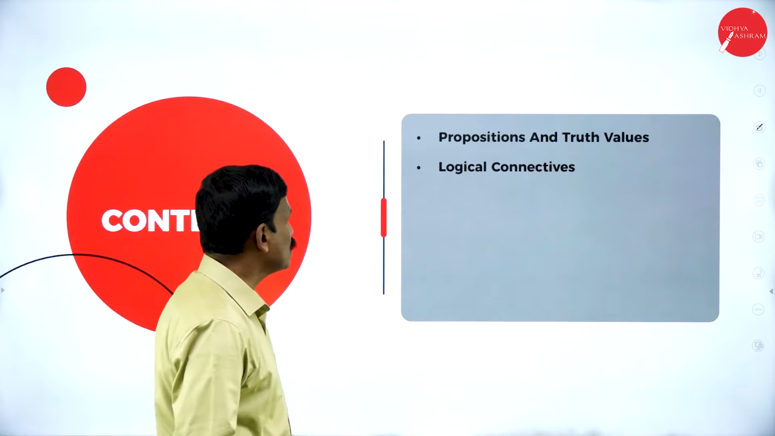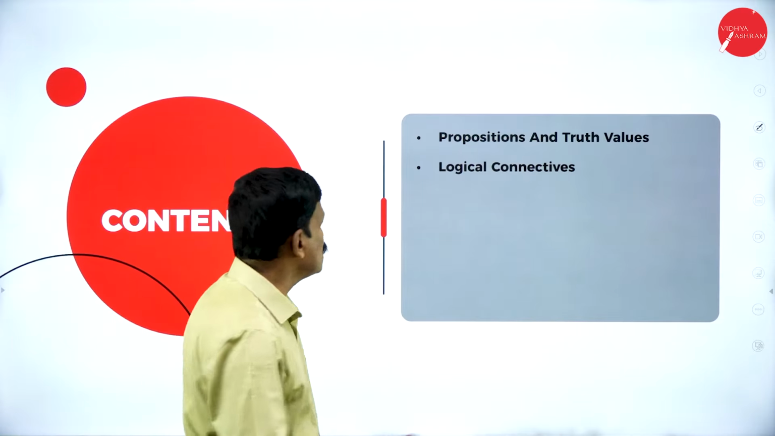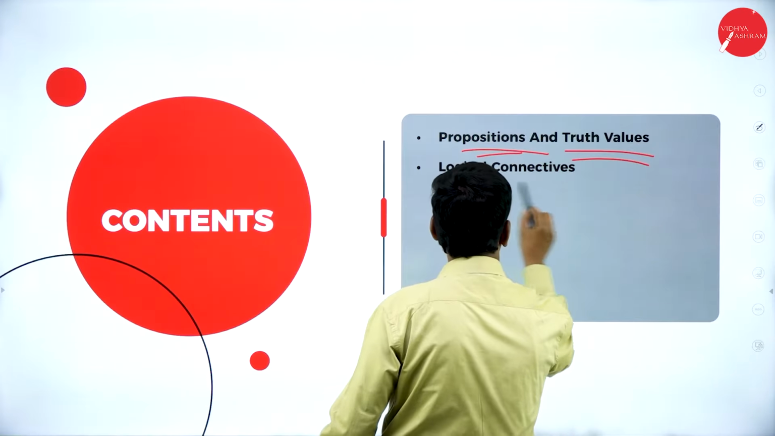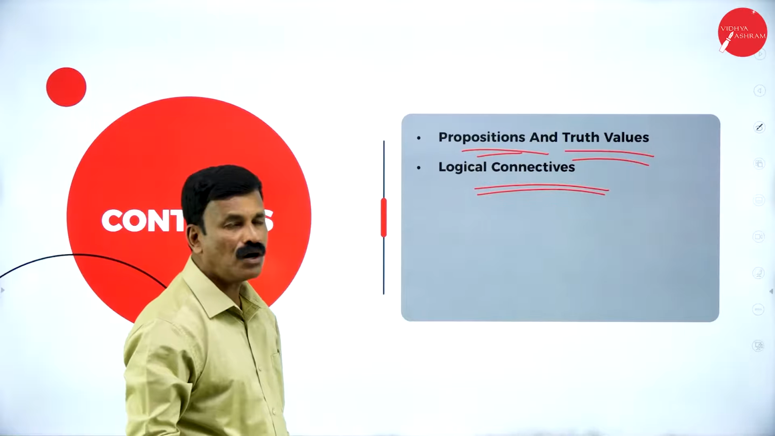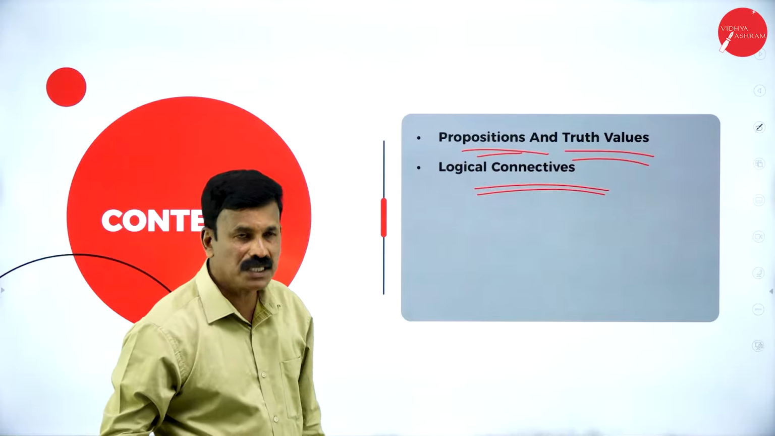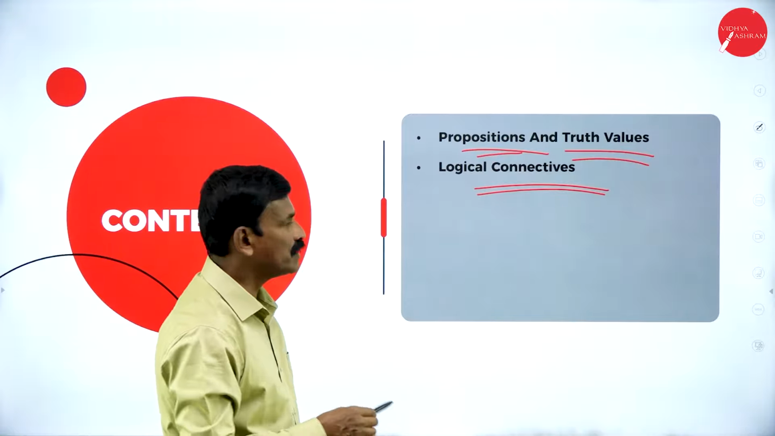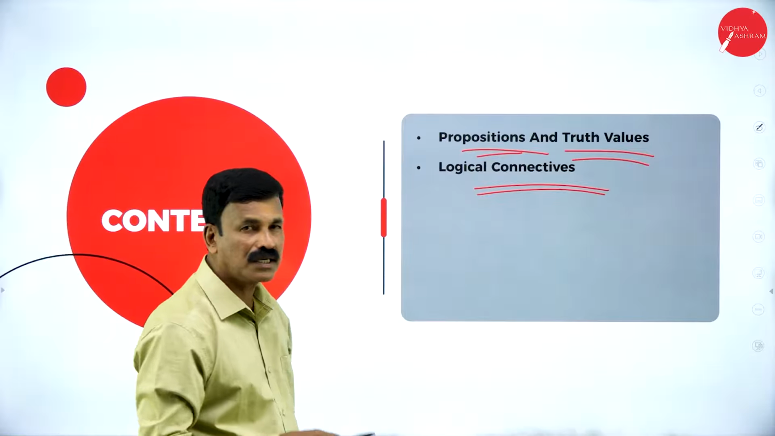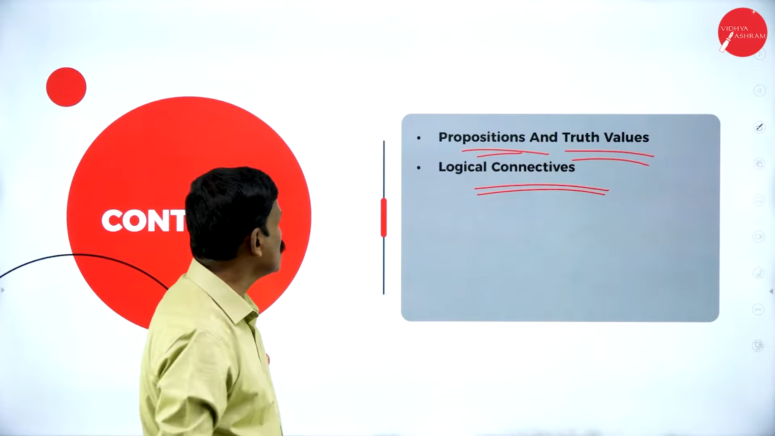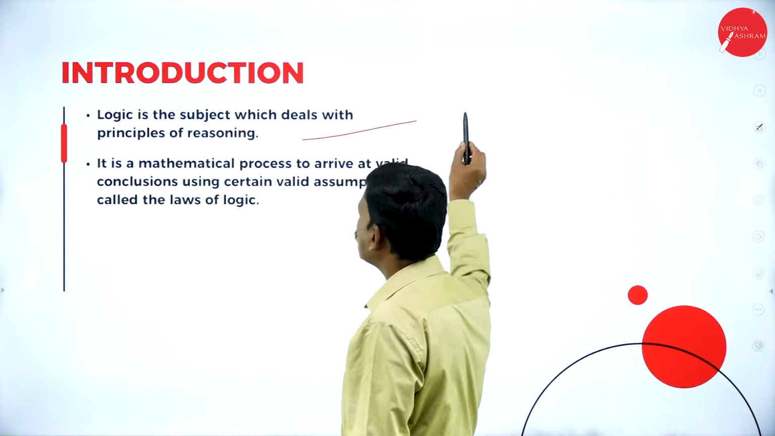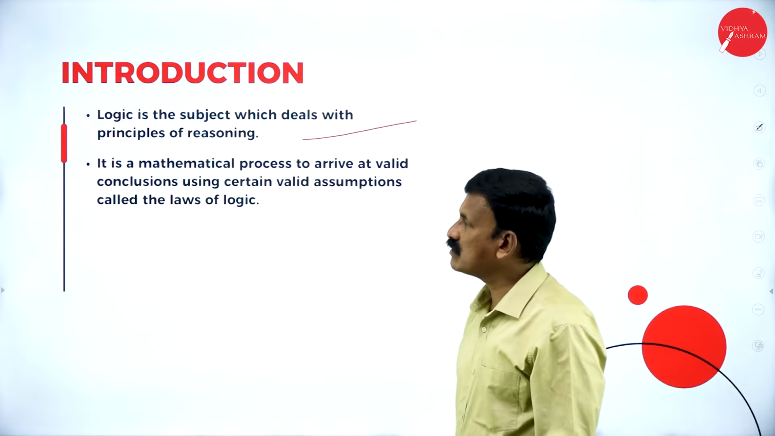Now, let us see what I am going to study today. The first is what is meant by a proposition, the truth values and the logical connectives, and how the propositions are connected to get a compound statement. So, let me discuss what a proposition is, what the truth values are, and what the logical connectives are. Before going to that, let us know the definition of mathematical logic. What is mathematical logic?